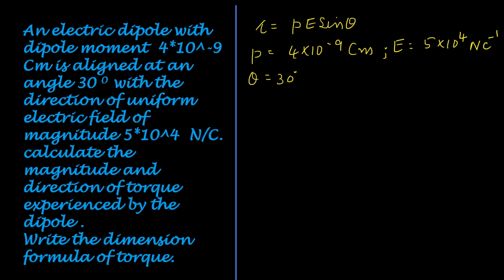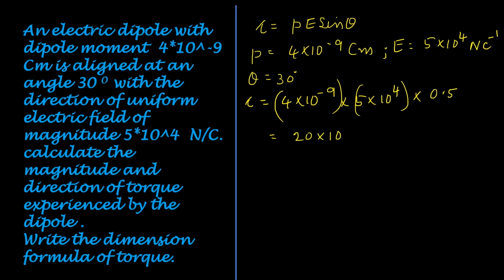So substituting we get torque is equal to 4 into 10 raised to minus 9 into 5 into 10 raised to 4 into sin theta. Sin 30 degrees is equal to 0.5. So 20 into 10 raised to minus 5 into 0.5 will be equal to 10 into 10 raised to minus 5, which is equal to 1 into 10 raised to minus 4.